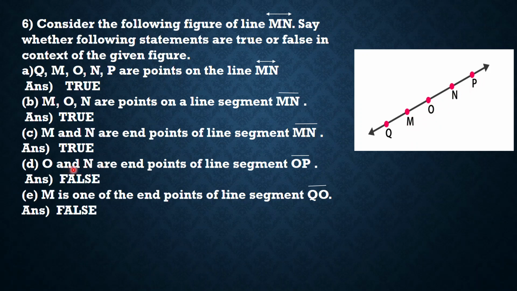Next, O and N are endpoints of line segment OP. OP is the line segment from here to here. So, is ON the endpoints? No, because O and P are the endpoints. We cannot say N is an endpoint, P is the endpoint. So it is false. Next, M is one of the endpoints of QO. See line segment QO. Q is one endpoint, O is the other endpoint. So is M an endpoint? No, this is a midpoint. So we say it is false.